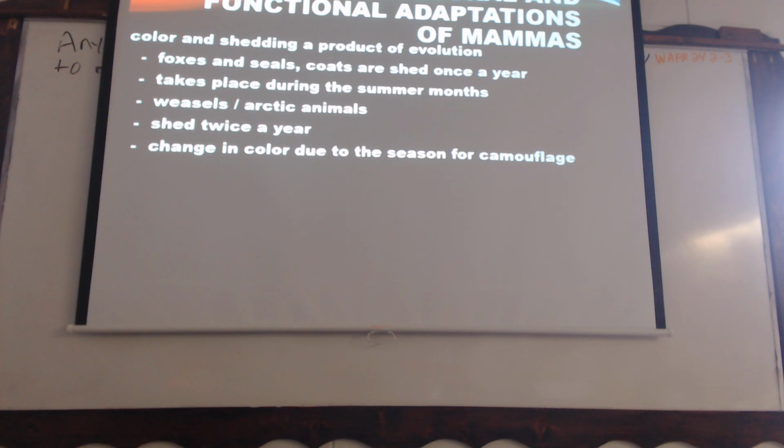So in the summer, the Arctic hare, or rabbit, I think it's hare, right? The Arctic hare is brown in the summer to match the foliage around it. In the winter, come August or September, it starts shedding that brown coat, and now it gets a white coat, so it matches the snow. It makes it much more camouflaged from birds.